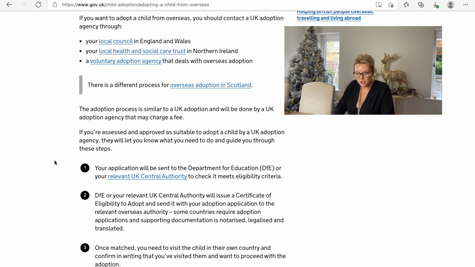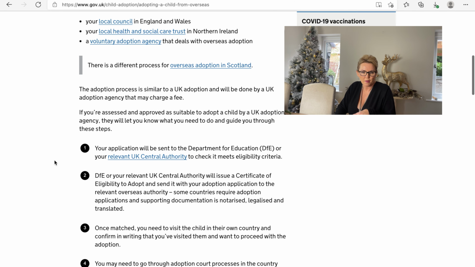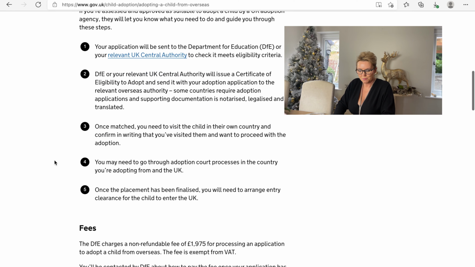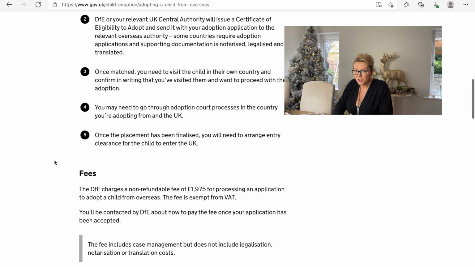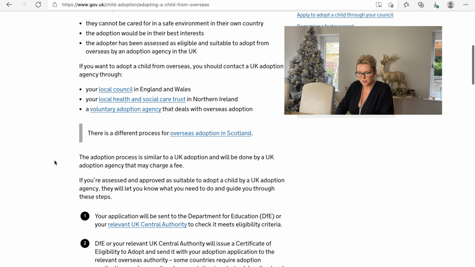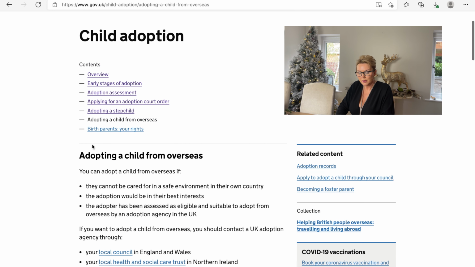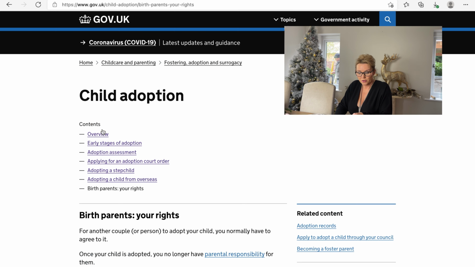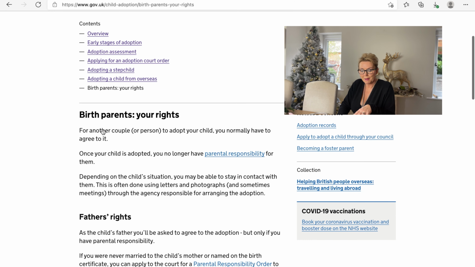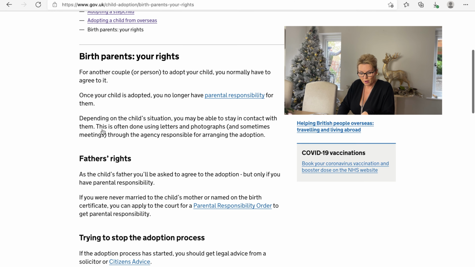There'll be an application that's sent off to the Department of Education, and I'm talking about an adoption outside of the UK. So a bit more criteria there that has to be followed. There's a fee which is non-refundable, so well worth you having a look at that when you're applying to the Department of Education as well. And then the final page on child adoption is birthrights. Okay, and it talks about the father's rights. It talks about trying to stop the adoption process.